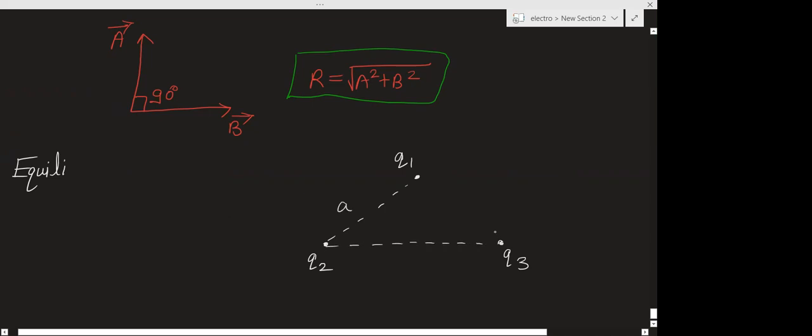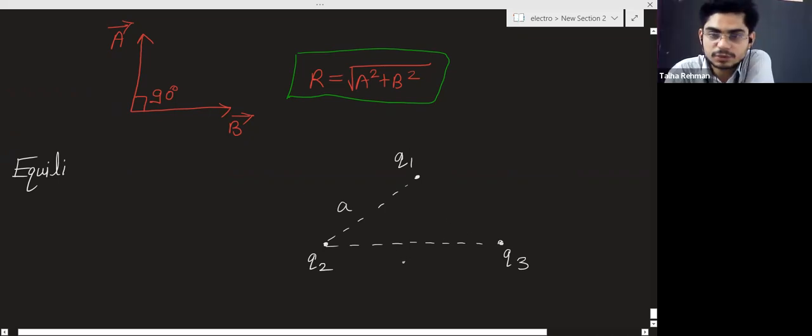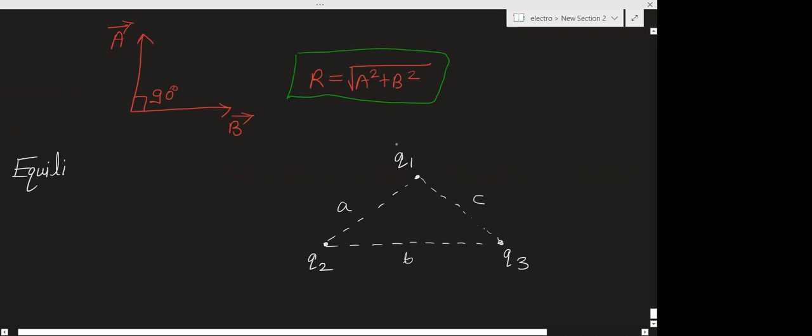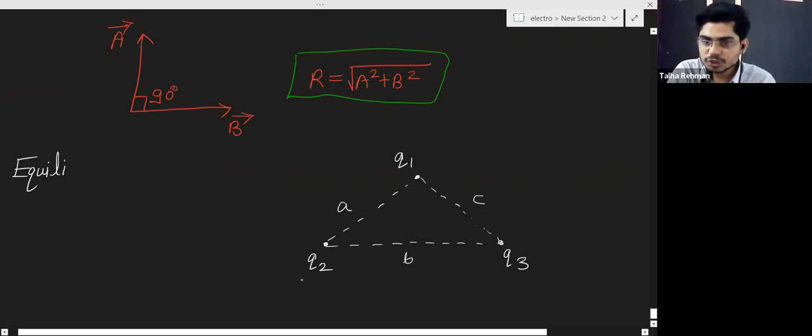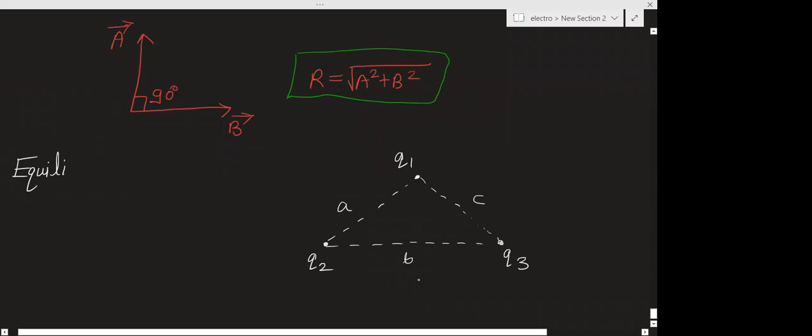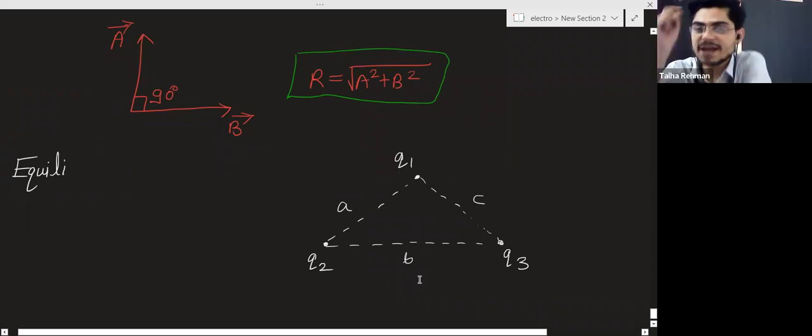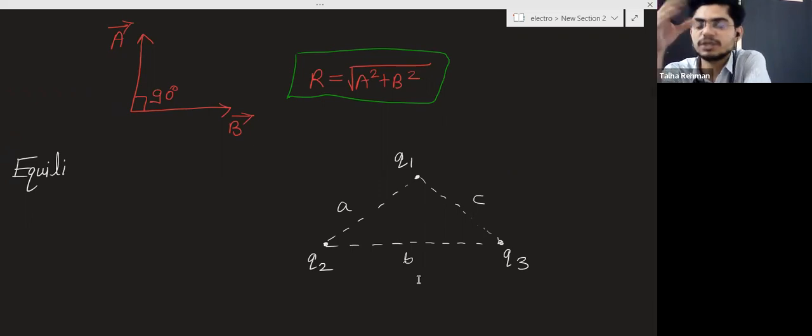we will do questions, then these things will be clear to you. And distance is B. And distance is C. And someone said, find the value of force on charge Q1 due to this Q2 and Q3. Then we will add them. Superposition principle is nothing but adding the forces vectorially.